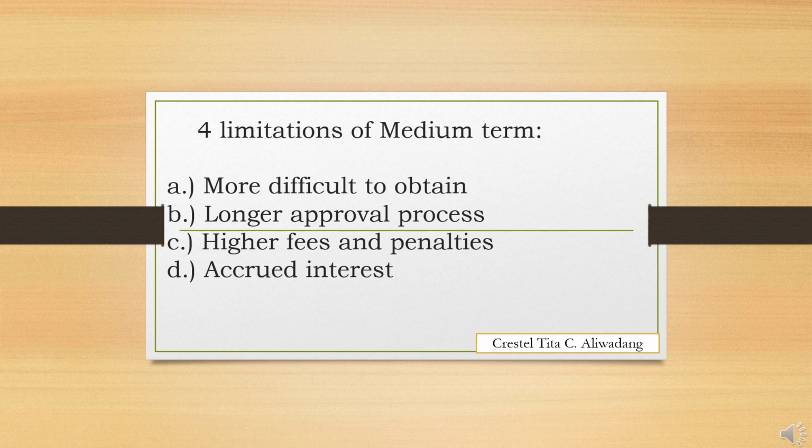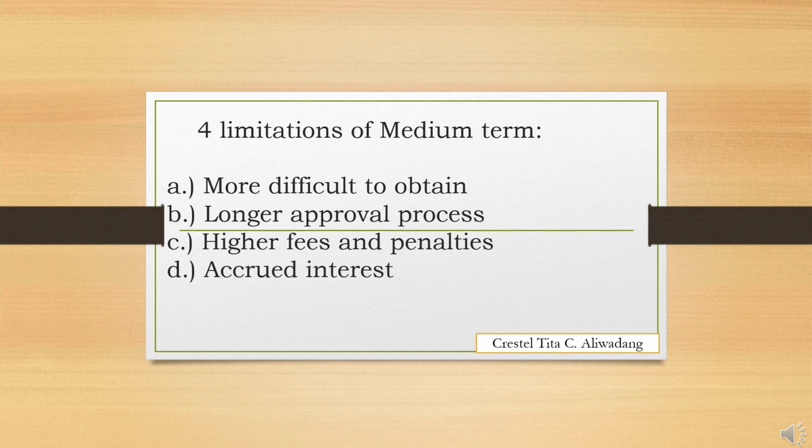Number 1, more difficult to obtain. Medium-term finance is more difficult to obtain as compared to short-term finance. That is because the financial institution or lender providing the loan will generally require the business or borrower to meet a specific credit rating. Similarly to long-term finance, some types of medium-term finance may require the business to offer collateral in exchange for the loan. For small businesses and startups, that may not be possible.